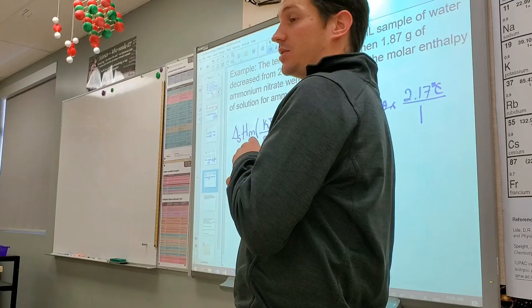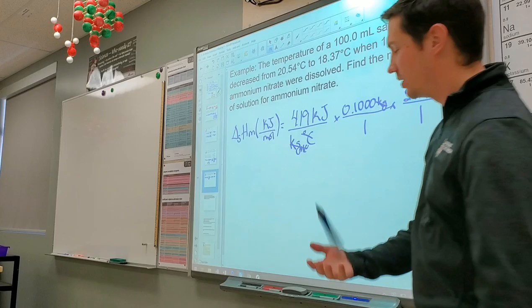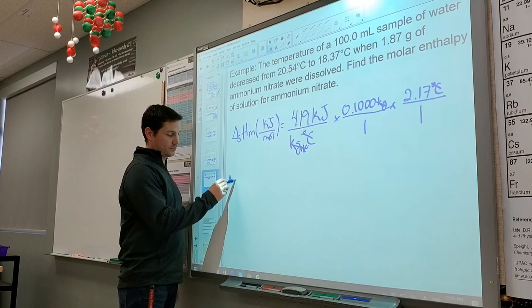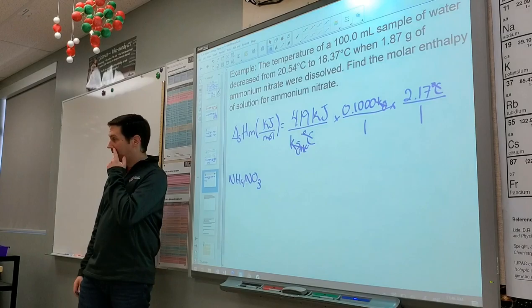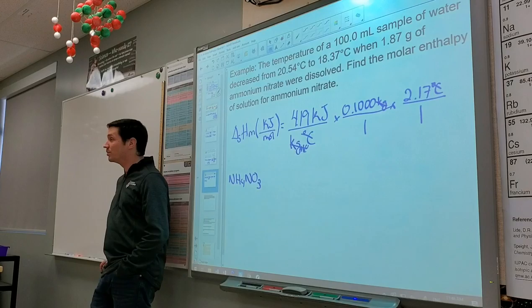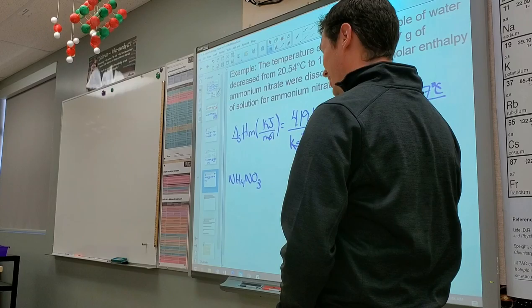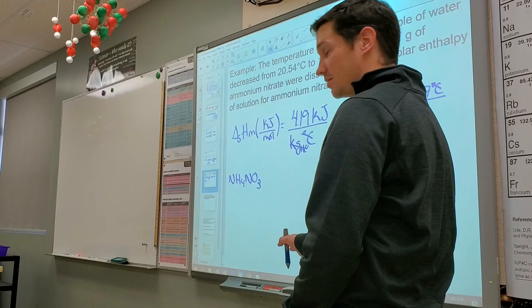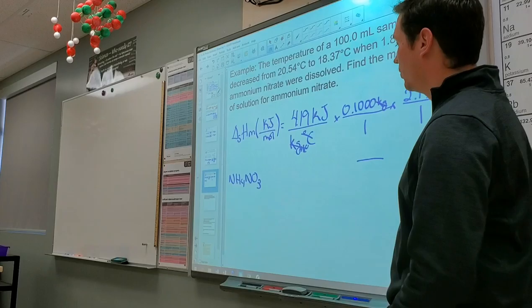We know how much energy was absorbed by the ammonium nitrate. Now we just need to divide it by the number of moles of ammonium nitrate. Do you know how many moles there were here? No, but you have the mass, so you need the molar mass. What's the molar mass of ammonium nitrate? First of all, what's the formula for ammonium nitrate? NH4NO3. 80.06. Okay.